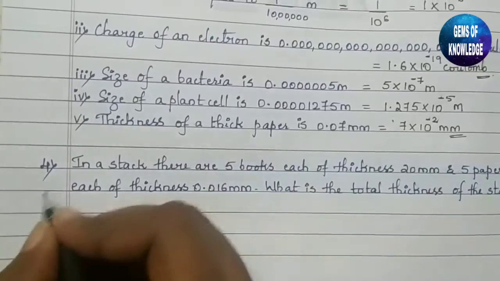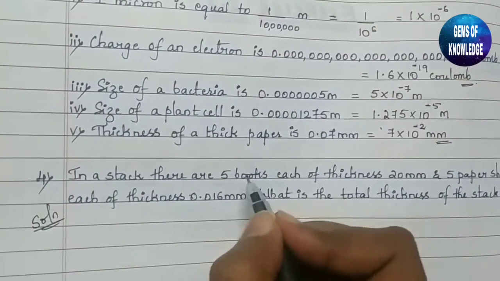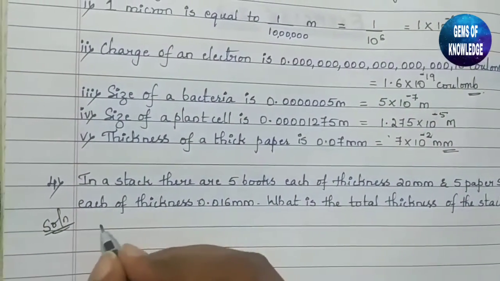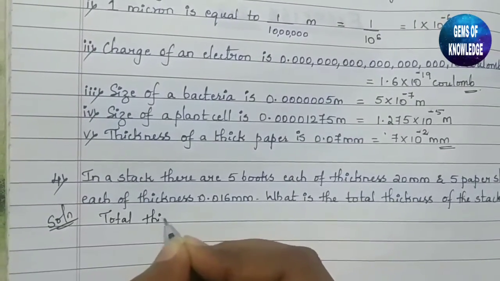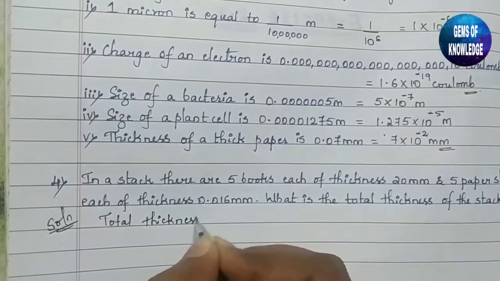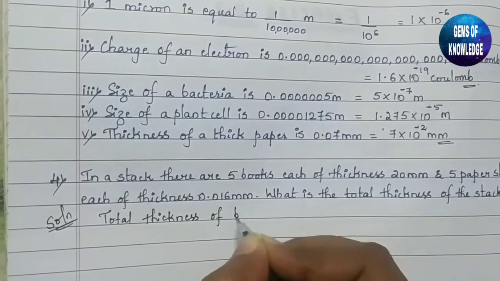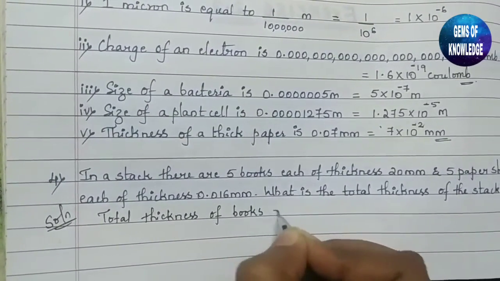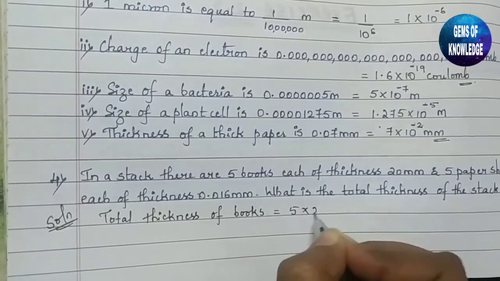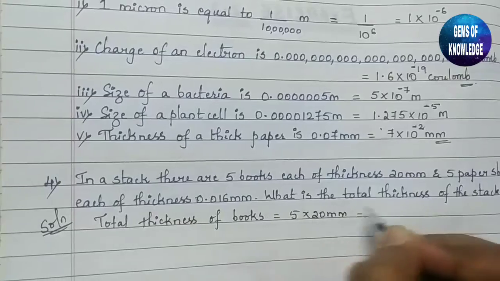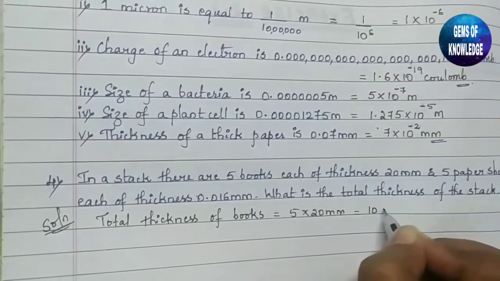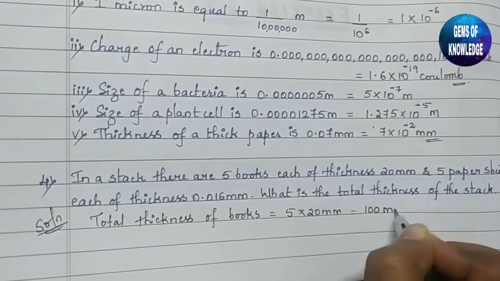So what we have to do here is find out the total thickness of the 5 books. Total thickness of books will be equal to 5 into 20 millimeter. So how much are we getting? 5 2s are 10 and 0 will be as it is. So 100 millimeter we are getting.